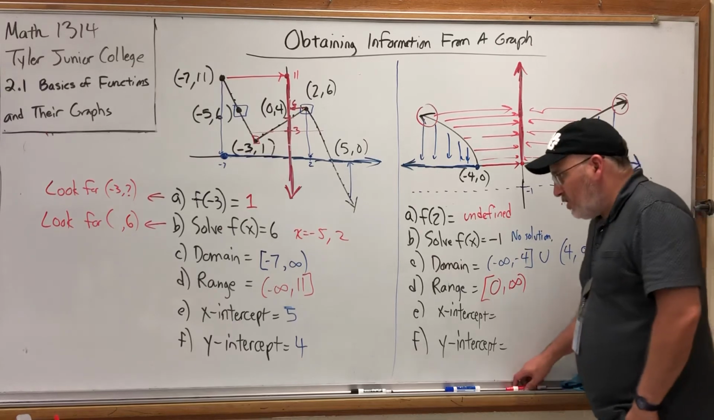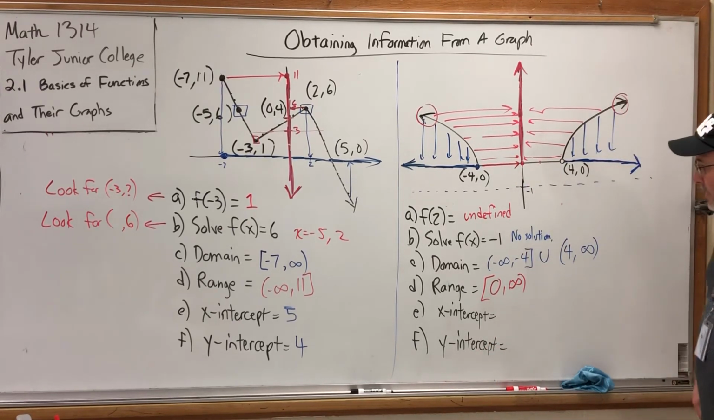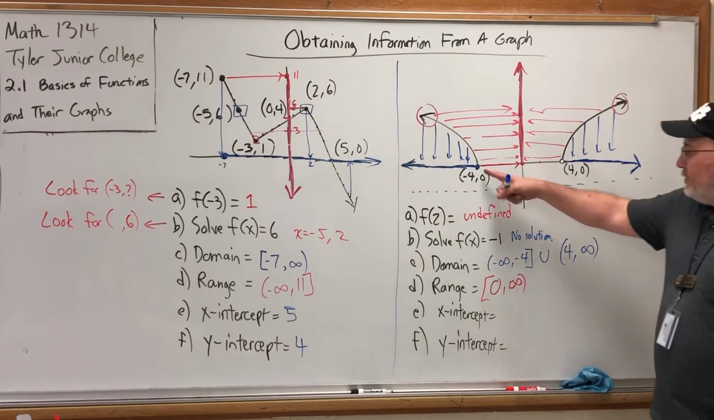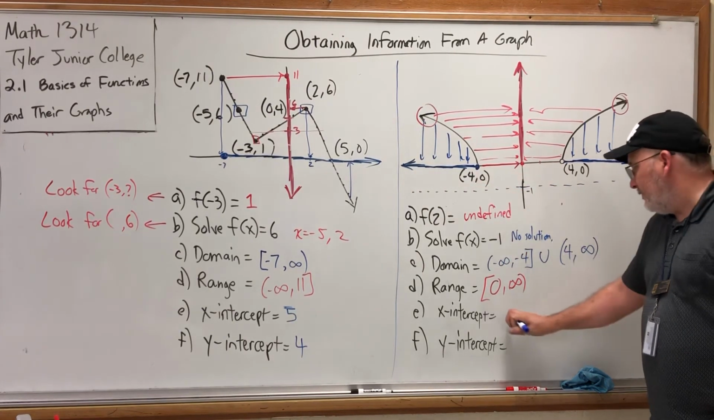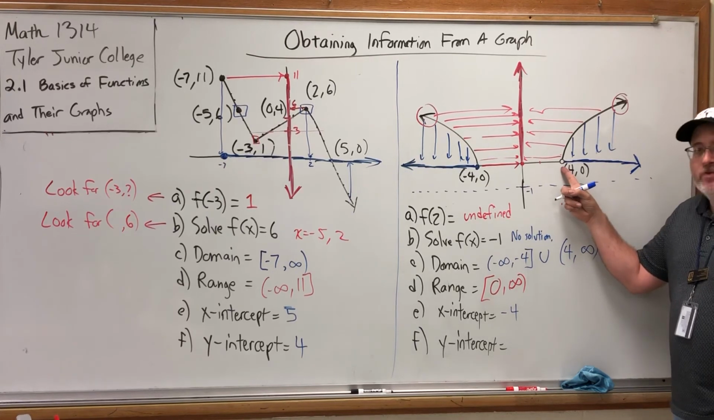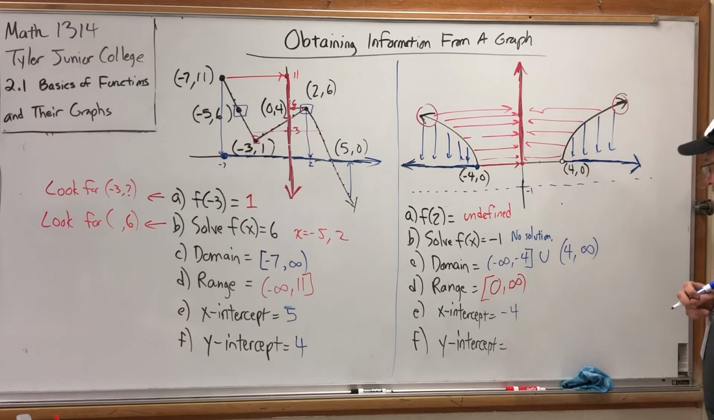X-intercepts, where this graph crosses the x-axis, or touches the x-axis. There's a more rigorous definition of an x-intercept. It's a point on a graph whose y-coordinate is 0. This point's y-coordinate is 0, so negative 4 is an x-intercept. But is positive 4? No, this point is not here. It serves as a boundary, but it's not part of the graph. So negative 4 is the only x-intercept.